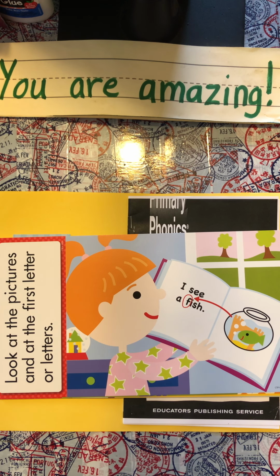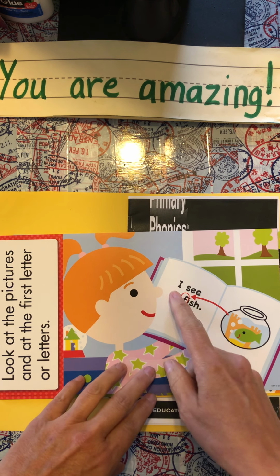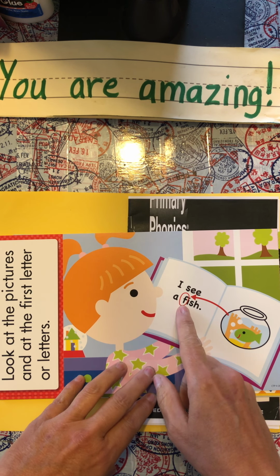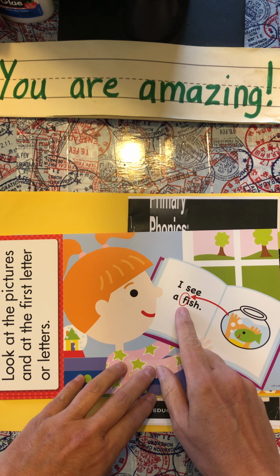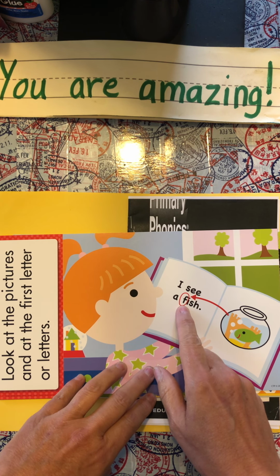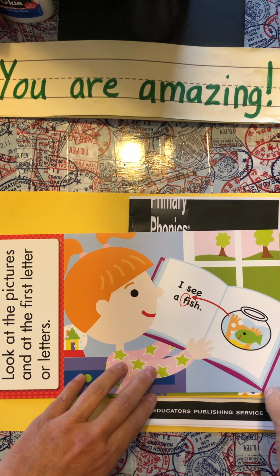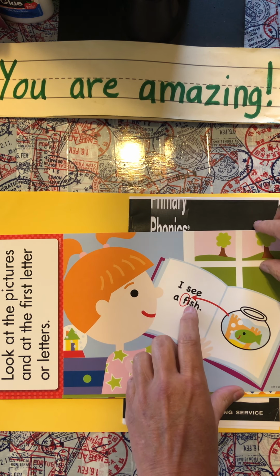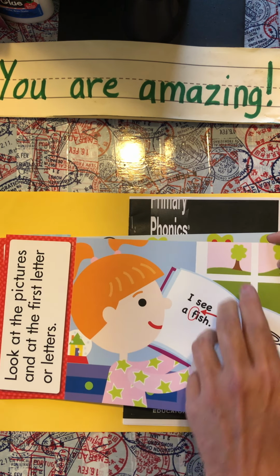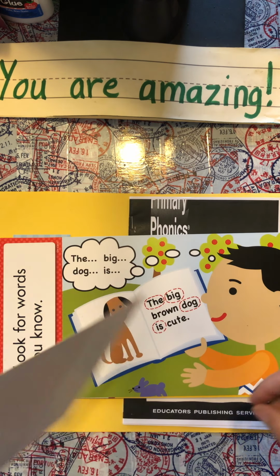Then look at the pictures and at the first letter or letters of the word. So I see, what could this be? Because there's a lot of things in there that start with this sound. Fish. Okay. The picture can help, but always look at the first sounds. The first letter, or it might be a blend or a digraph.